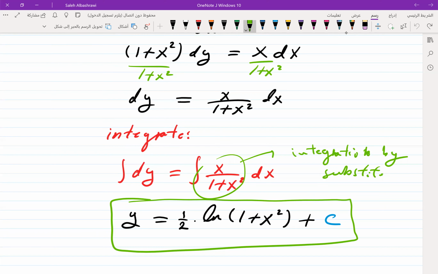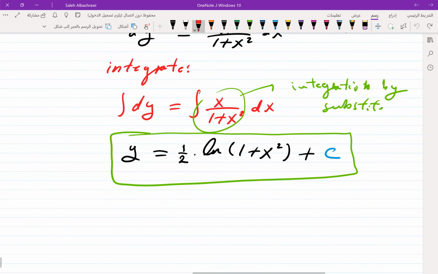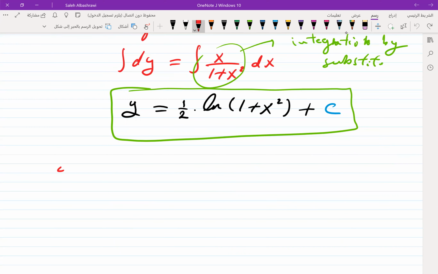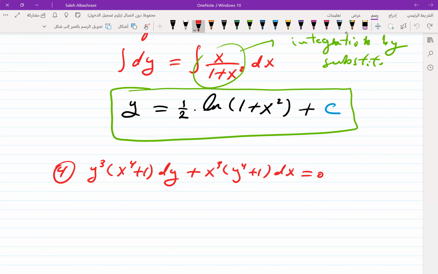And take just one more, the last example, number 4. We have y³ (x⁴ + 1) dy + x³ (y⁴ + 1) dx = 0.